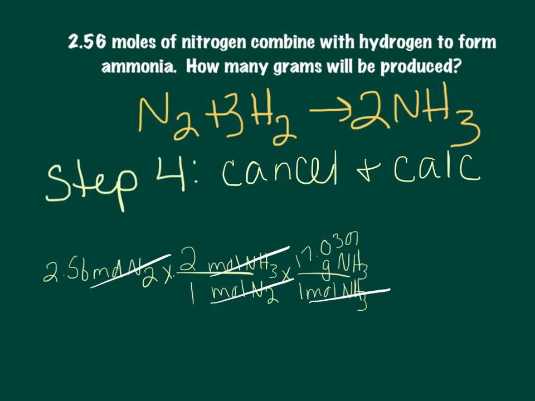I don't have any numbers I can cancel out this time. Both of our numbers on the bottoms are 1, so I can just go right to the calculating part. All of our numbers are on top, so that means it's all multiplication. I plug this in and end up with 87.197 grams of ammonia. So there you are, a mole to mass problem.